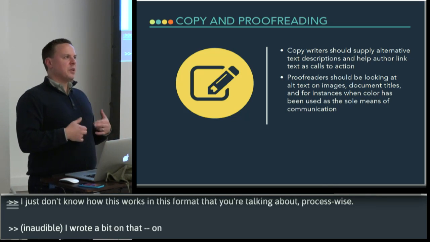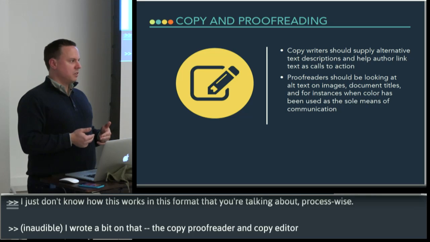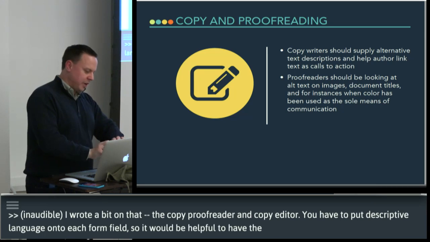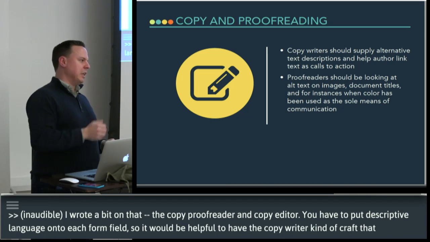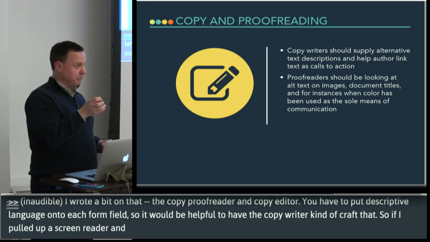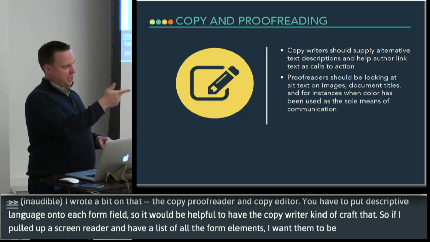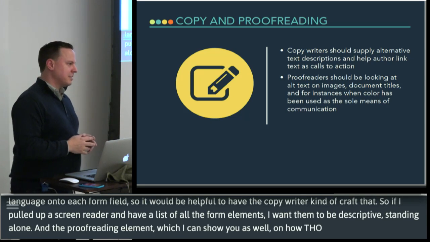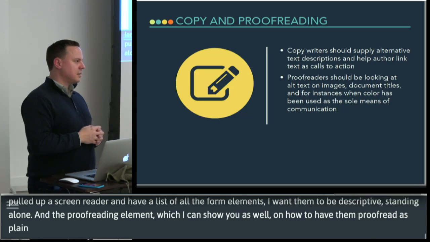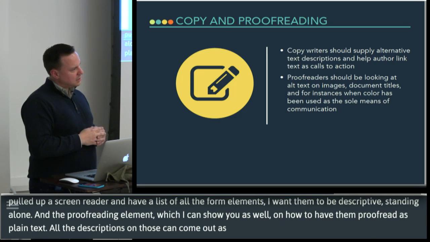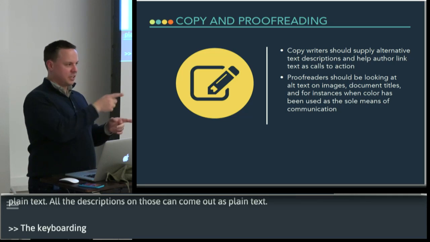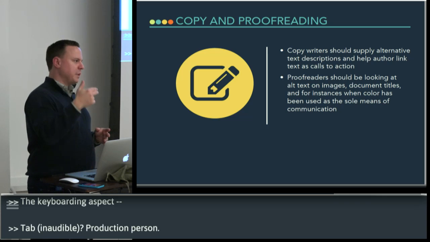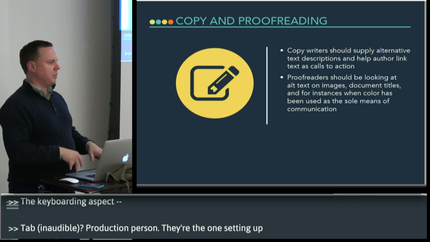So you have to put descriptive language onto each form field. So it would be helpful to have a copywriter craft that. If I open up my screen reader and pull up a list of all the form elements, I want them to be descriptive by standing alone. And then the proofreading element, which I can show you as well, on how to have them proofread as plain text, because all the descriptions of those can come out as plain text. But there's that keyboarding aspect of which fields go in which tab order. Production artist, production person, because they're the ones setting up the articles pane or the structure pane, and they're also the ones who are going to do the QA on that.